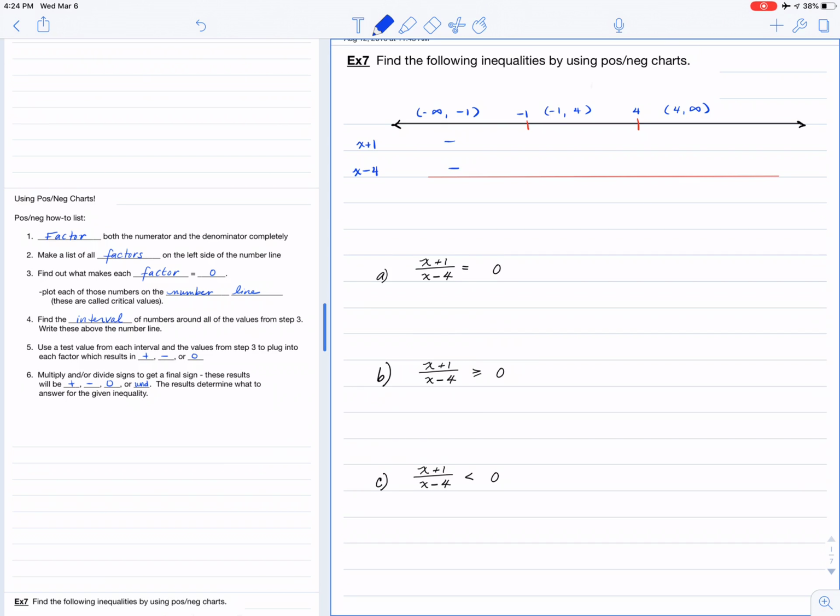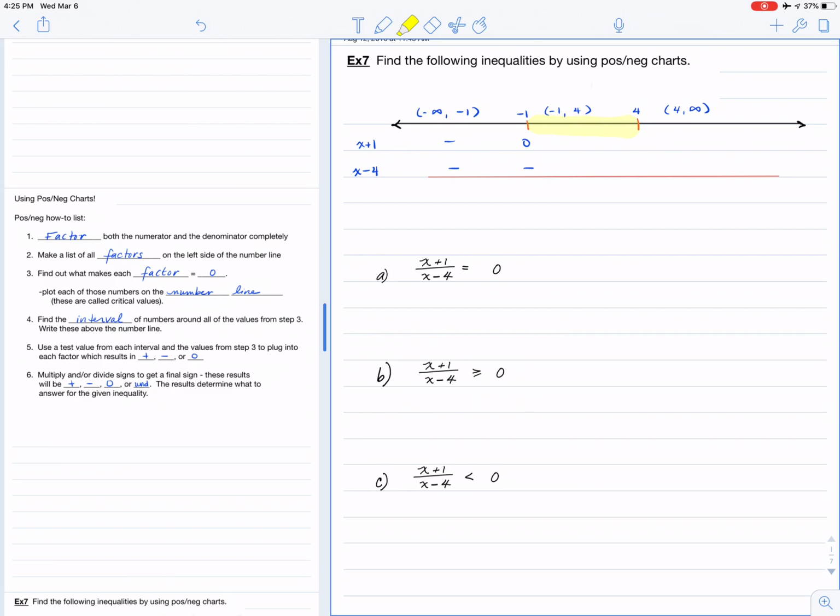So that's the first thing. Plug it into the first interval. Next, we want to plug it into the actual value we found. So we want to plug negative 1 into our factors. When you plug negative 1 into x plus 1, you're going to get 0. When you plug negative 1 into x minus 4, you're going to get a negative. So once again, the only three things you're going to write down here is either a positive, a negative, or a 0.